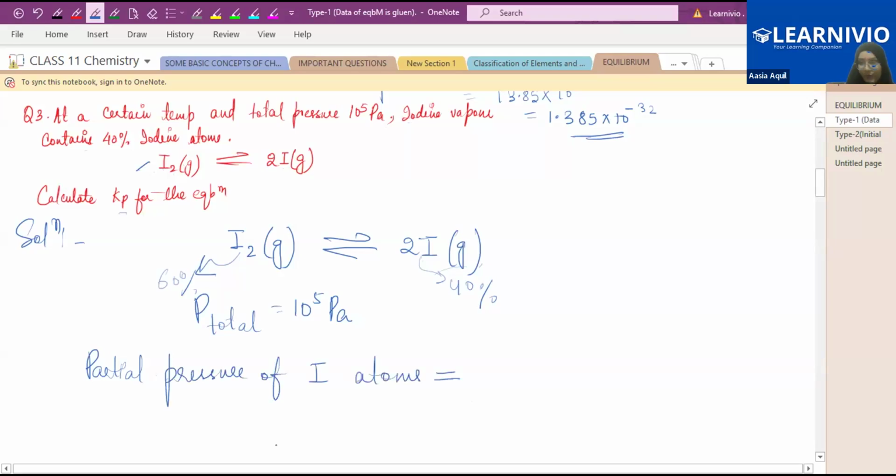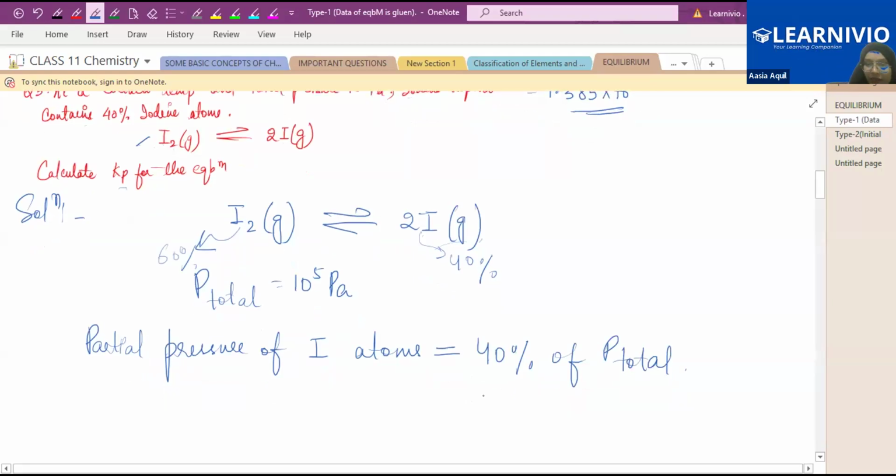atoms is equal to... Here it has been mentioned in this question that iodine vapors contain 40% iodine atoms. So total pressure is given. So what will the partial pressure be? Partial pressure is 40% of your P total. So the partial pressure of iodine atoms is 40% of the total pressure, right? Now you can calculate the 40%.